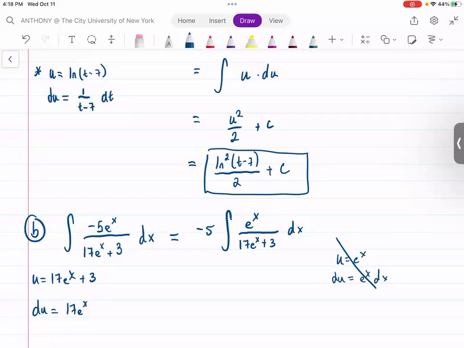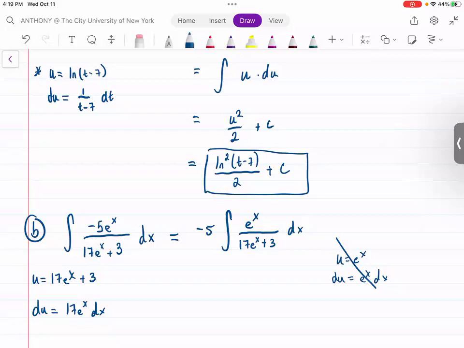The derivative of 3 is 0, and then you attach the dx at the end. Now, if you look at your du, it's 17 e to the x dx, right? However, in the numerator of our current integral, it's e to the x times dx. So for our du expression, you just got to do one more rewrite.